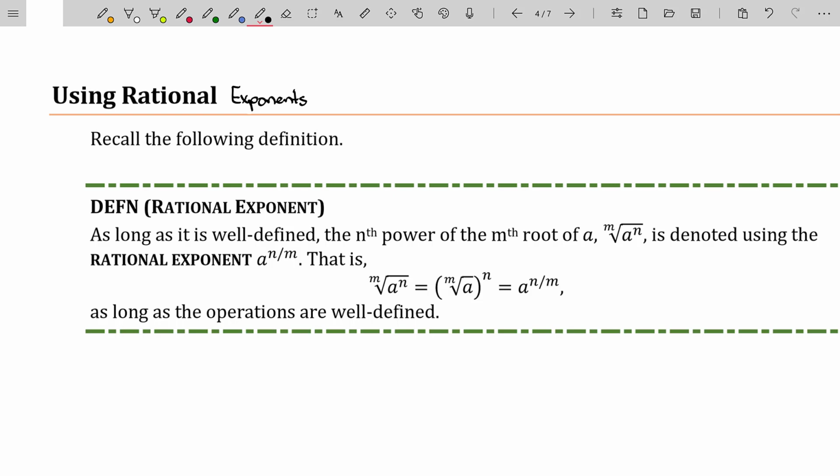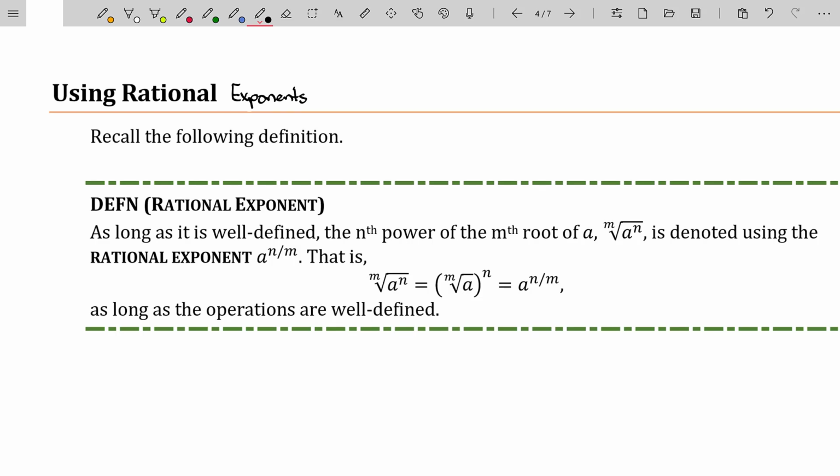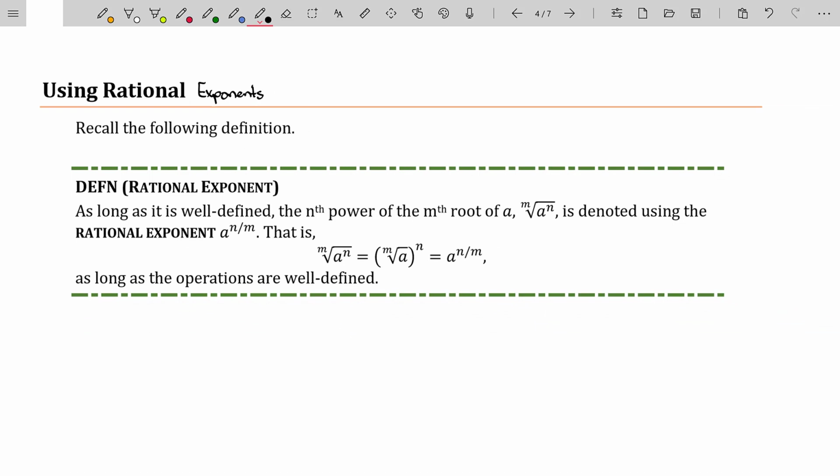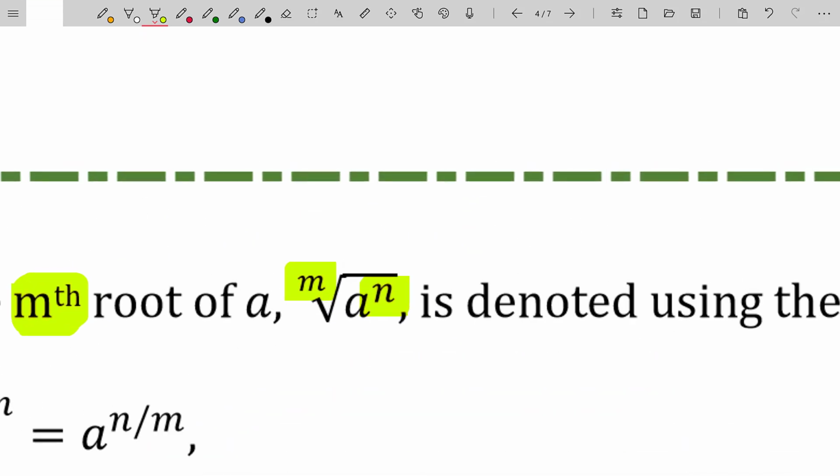In this video, we're going to talk about rational exponents. So we'll start with this definition here of a rational exponent. As long as it is well defined, that means that it exists, the nth power of the nth root. Let me highlight that because it sounds like I'm saying the same thing. The nth power of the nth root of a number a, which is written as the nth root of a to the nth power. Or, by the way, it could be written as the nth power of the nth root of a. They're equivalent statements.